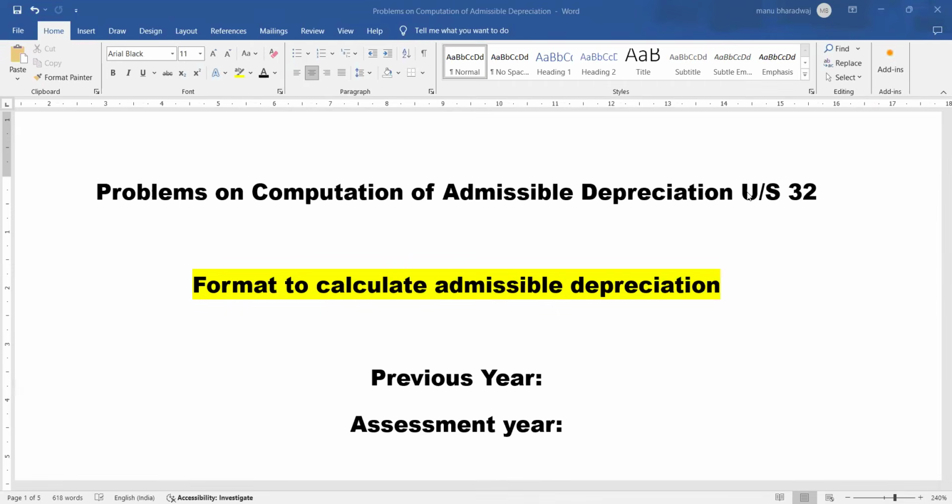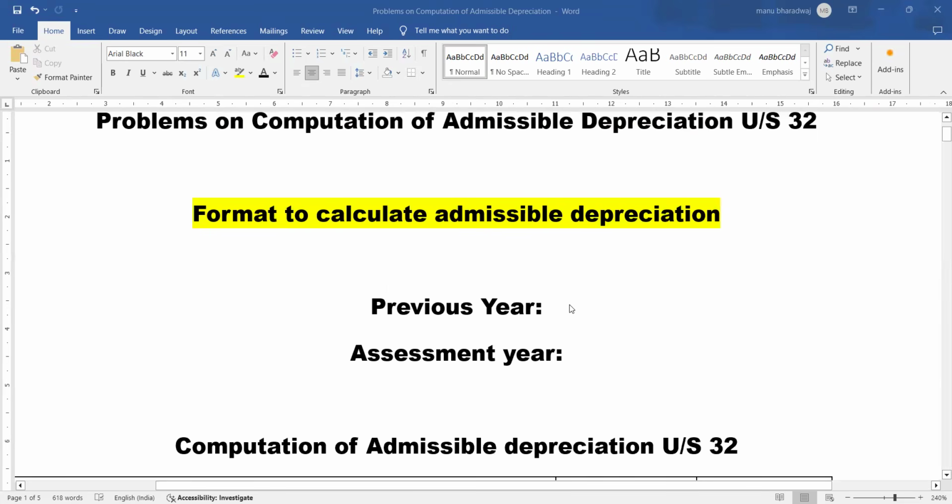So in this video, we'll be studying how to calculate the admissible depreciation under section 32. As I told in my previous lectures, according to income tax, we have to calculate depreciation in another way. As per accounting, the depreciation is different. As per income tax, the depreciation is different. So let us see in this lecture how to calculate the amount of depreciation according to income tax rules.